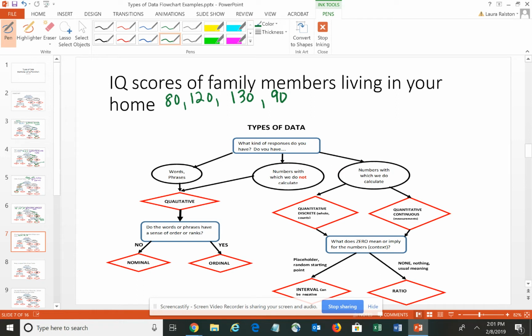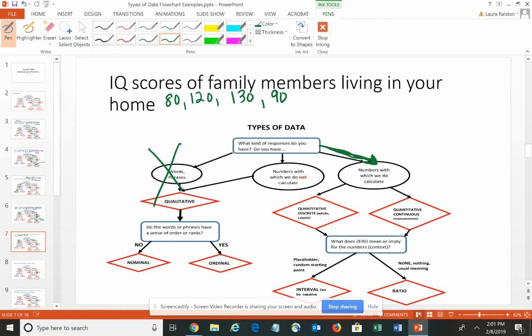So again, notice you're getting a number, so that rules out words or phrases. So you want to think about whether we could calculate, say, the average, or determine the highest or the lowest score. And we can. So again, we have numbers with which we can calculate.